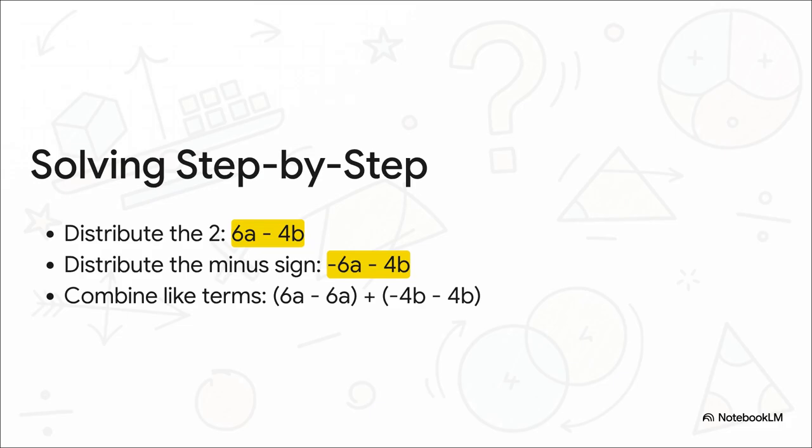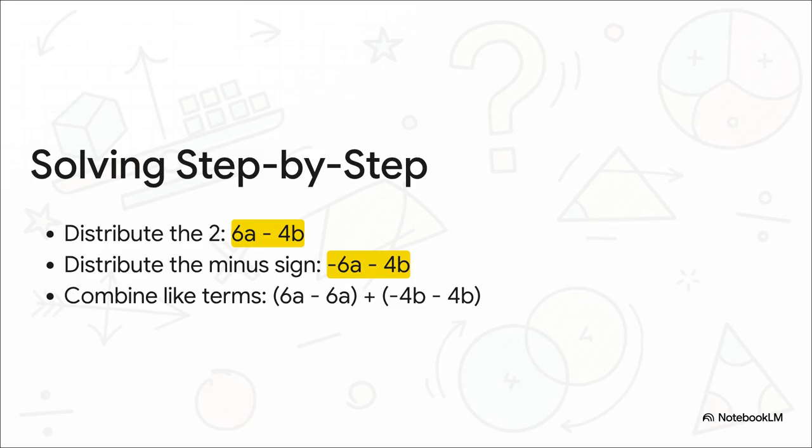First, the easy part. We have to distribute that 2. So 2 times 3a is 6a, and 2 times negative 2b is negative 4b. Got it. Now, watch out. This is the tricky part where everyone makes mistakes. You see that minus sign? You have to distribute that minus sign to everything inside the next set of parentheses. It's going to flip all the signs. So positive 6a becomes negative 6a, and positive 4b becomes negative 4b. That is the most important step.